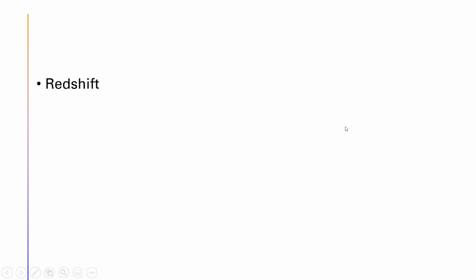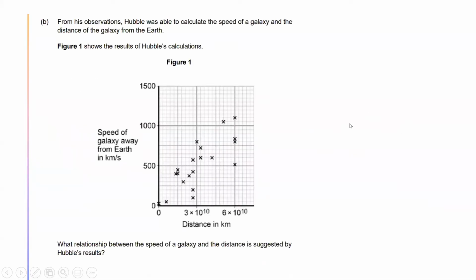Okay, redshift. So I'd like to have a look at this graph quickly. From his observations, Hubble was able to calculate the speed of a galaxy and the distance of the galaxy from the Earth. Figure 1 shows results of Hubble's calculations. What relationship between the speed of a galaxy and the distance is suggested by Hubble's results? I want people to have a look there. Just pause the video and have a look.